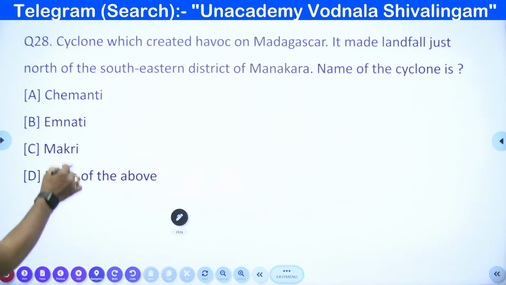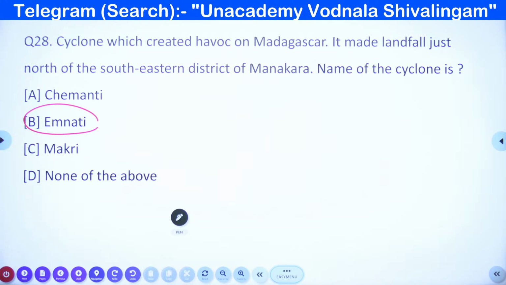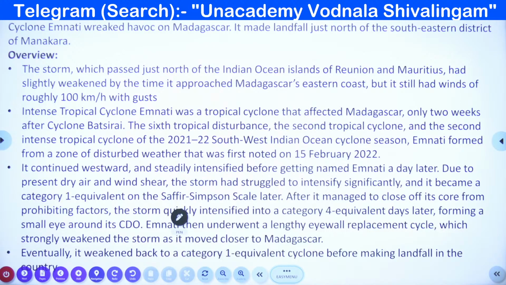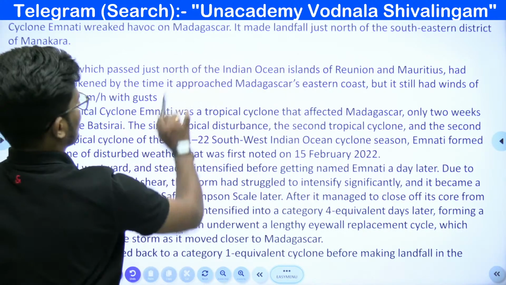So option B is the correct answer, Emnati. The cyclone which created havoc in Madagascar made a landfall just north of the southeastern district of Manakara. The name of the cyclone is Emnati. So cyclone Emnati wreaked havoc in Madagascar.